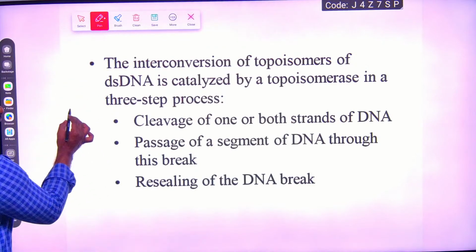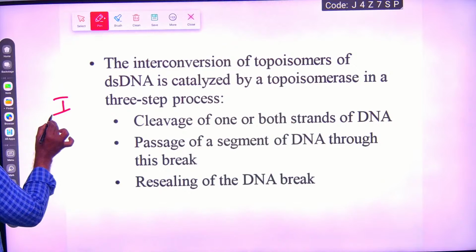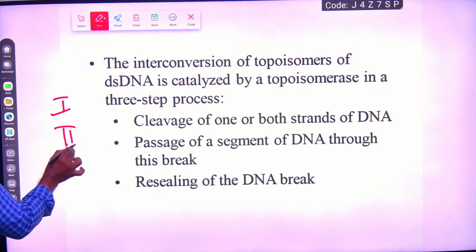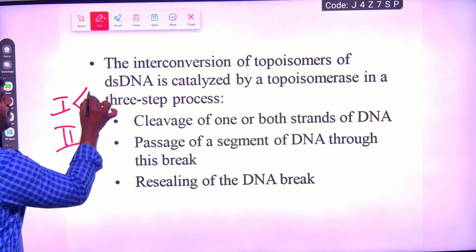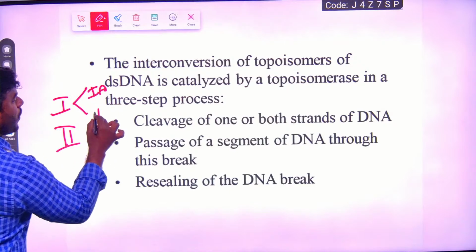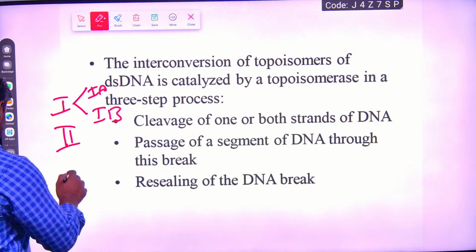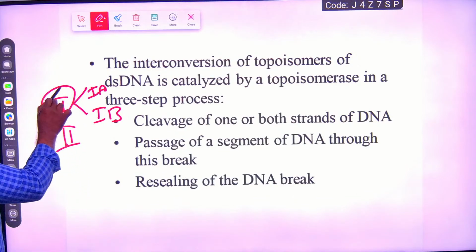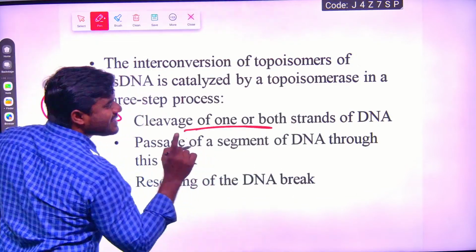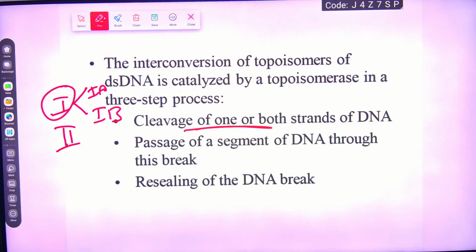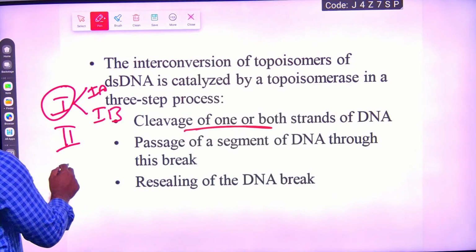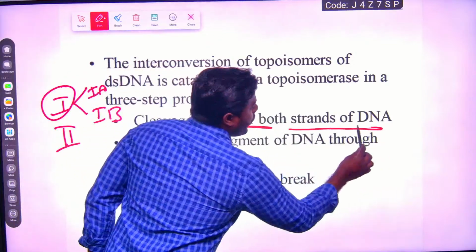There are different types of topoisomerases. We can call type 1 and type 2. In type 1 we have type 1A and type 1B. Some topoisomerase 1 only act on a single strand. Topoisomerase 2 acts on both strands.